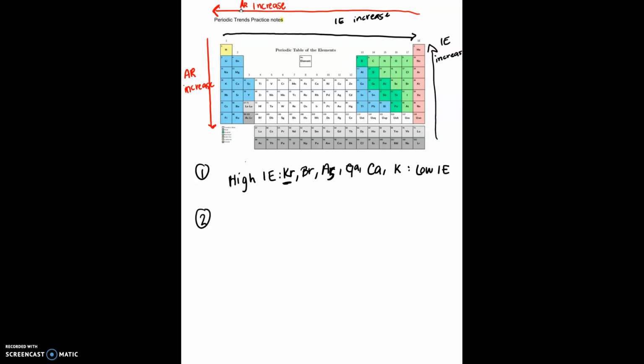This time we're looking at polonium, tellurium, selenium, sulfur, and oxygen, right? So most of the elements in group number 16. And again, we are going to set the high atomic radius on this side and the low end over here, where AR stands for atomic radius.